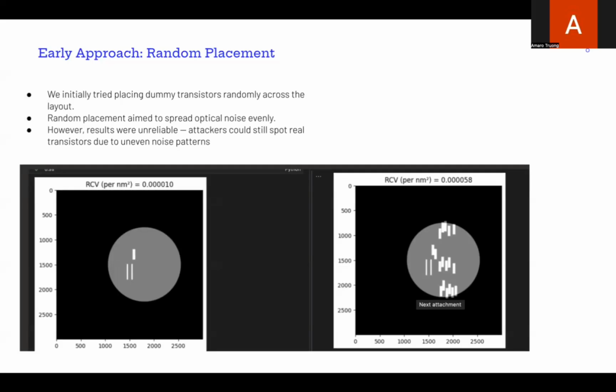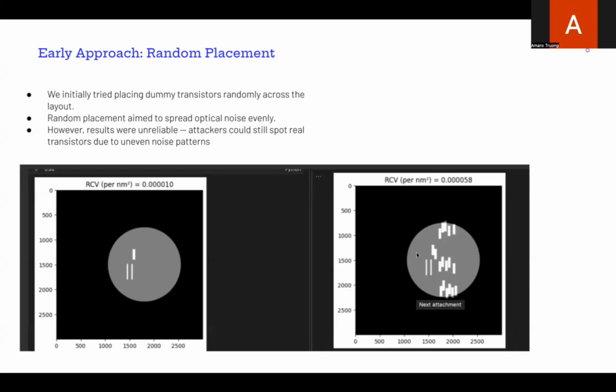However, the results were unreliable, as attackers can spot the real transistors fairly easily, even with the noise patterns. As you can see below, the left is the original design and the right is our modified design. Of course, on first look you can probably assume that most of them are fake transistors, due to the fact that other than the transistor on the top, these transistors are different. So it may indicate that these are the real transistors.